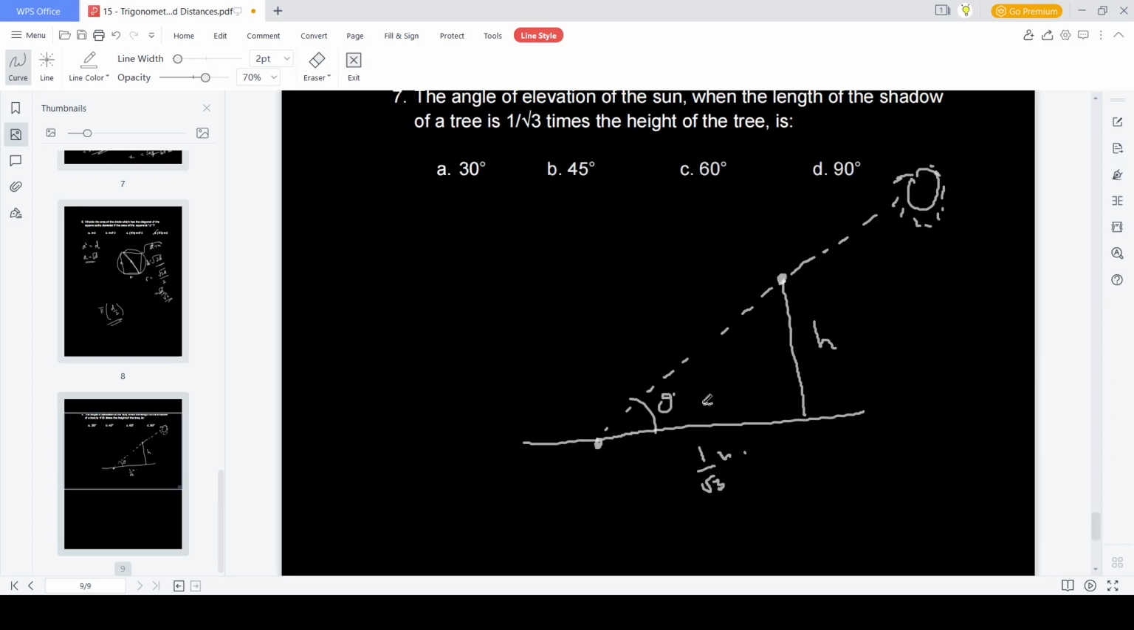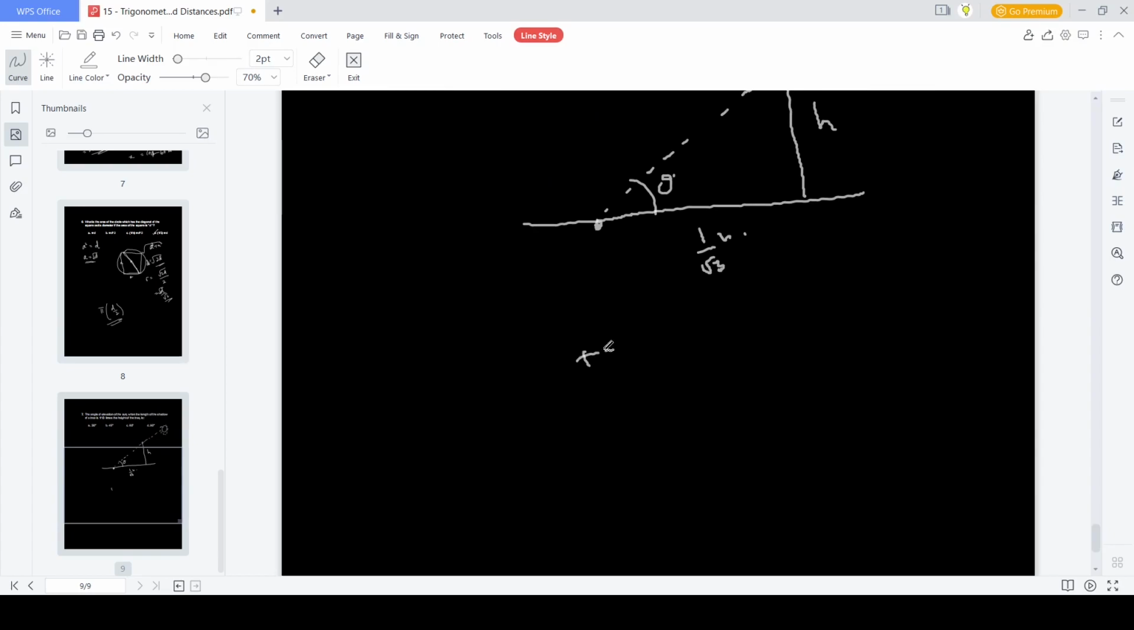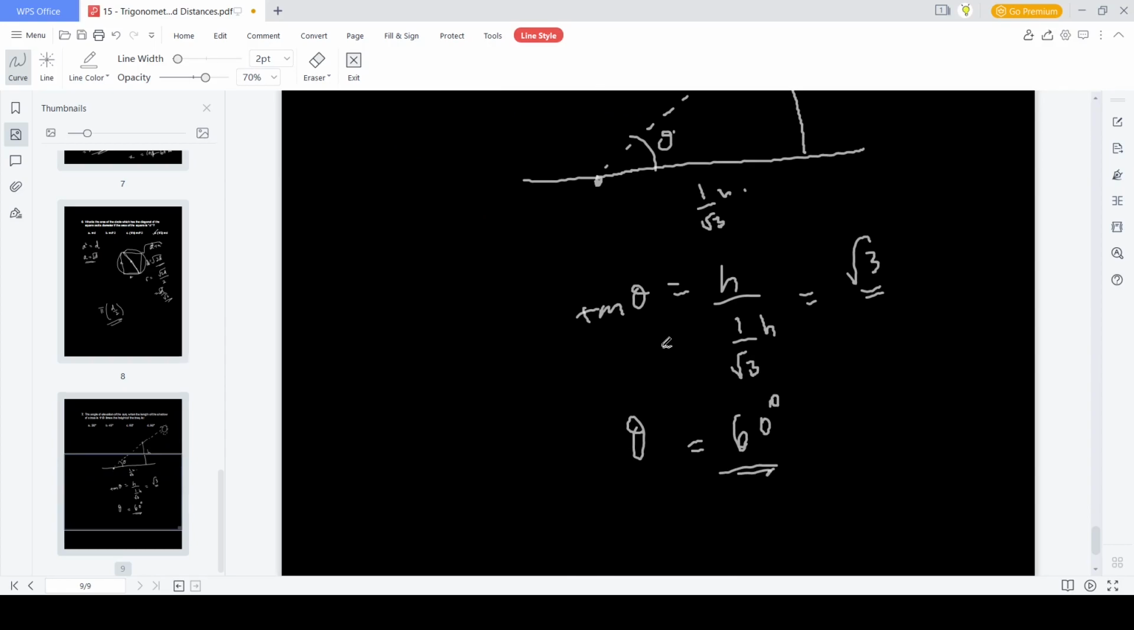So if I take tan theta here, tan theta is opposite by adjacent, which comes as root 3. So if tan theta is root 3, theta is what? 60 degrees. This value we need to know. Fine. So with this question we come to the end of this topic.